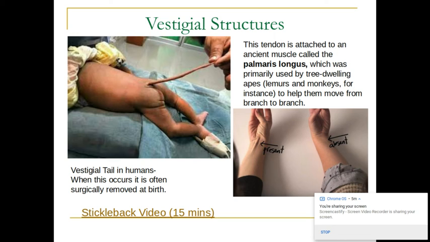A lot of my students usually know about the tendon. See how their wrists are? If you put your wrists up, this tendon is attached to an ancient muscle, the palmaris longus, which was primarily used by tree-dwelling apes. It's no longer being used. These indicate that we've evolved from a common ancestor. It helped them move from branch to branch. Surgeons actually use this tendon, since we no longer use it, when they have to do facial surgeries. They remove it from the wrist and use it in the face.